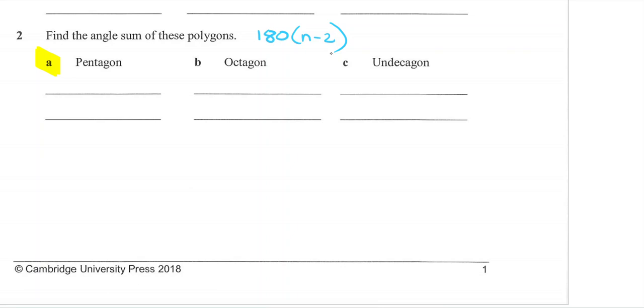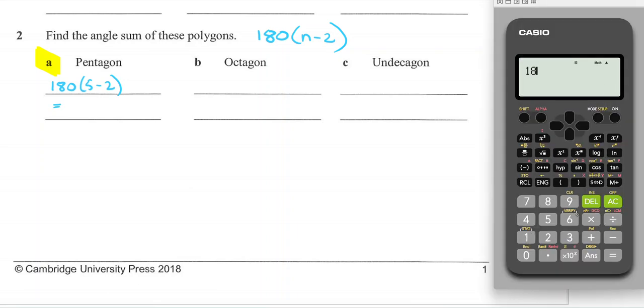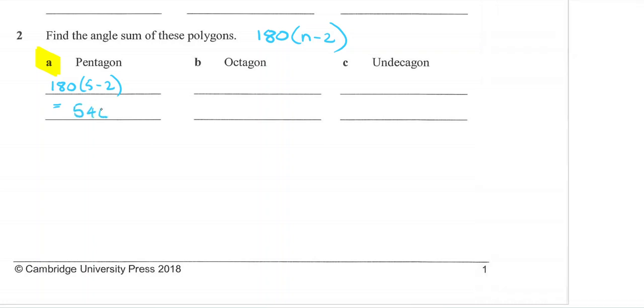So a pentagon has 5 sides. That's the n, that's what that stands for. So I sub that in, I will go 180, 5 minus 2 in the brackets. You type it in. I'm just going to go times 3 because that's faster. And we get 540 degrees. So an octagon, you're going to use the same formula, but the number isn't 8. What's an undecagon? No, 11.